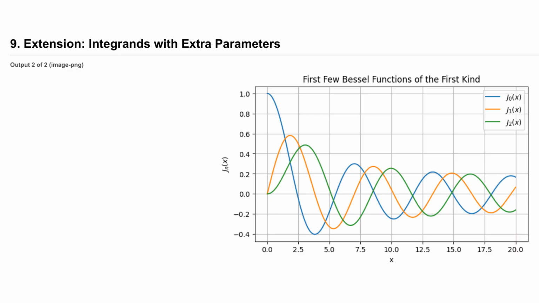The resulting plot displays the decaying oscillations of the Bessel functions. Notice how the 0th order function starts at 1, while the higher orders start at 0, which is a vital physical property in wave mechanics and heat distribution problems.